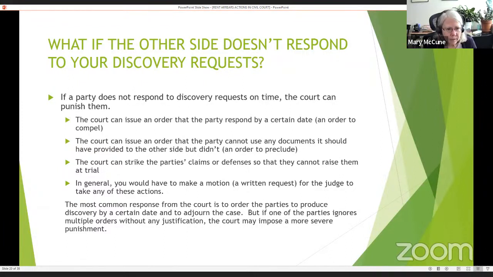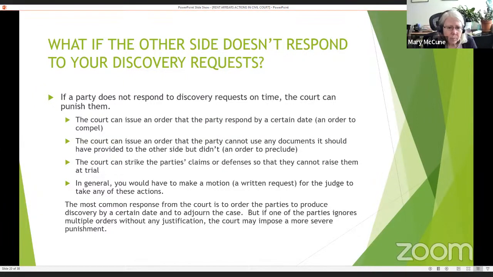If you ask them to provide documents and they don't, or they pass the deadline for doing it, you can ask the court to punish them. The court can issue an order saying they have to respond by a certain date if there wasn't a set date before. The court can issue an order that the party can't use any documents that it should have provided to you but didn't if the case goes to trial. So that might keep them from being able to present evidence that they need to win a trial.